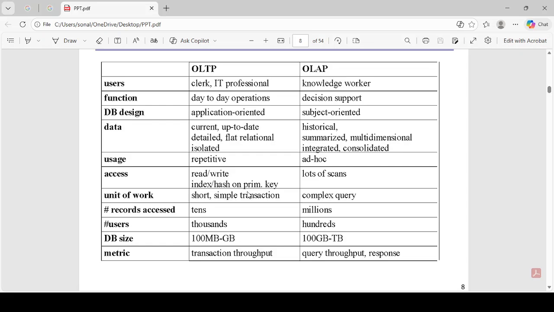The access of OLTP is read, write, or maybe indexing, hashing, or primary key, whereas OLAP gives you lots of scans. The unit of work for OLTP is a short, simple transaction, whereas OLAP gives you complex queries. The records accessed by OLTP are tens of records, whereas for OLAP it is millions of records. The users of OLTP range up to thousands, whereas in OLAP they range up to hundreds. The database size is gigabytes for OLTP, whereas for OLAP it is 100 gigabytes to terabytes. The metric used for OLTP is transaction throughput, and the metric used for OLAP is query throughput or response time.